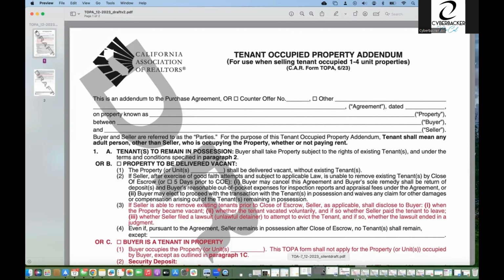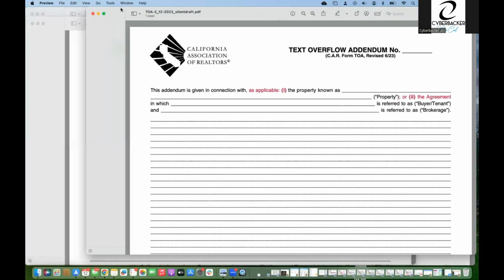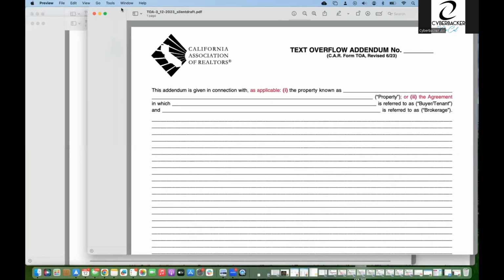The next form is the TOA, which is our text overflow addendum. The text overflow addendum gets automatically added to most of our forms. If you write more in a line than what can actually fit, it automatically flows to a text overflow addendum. But it's always been a text overflow addendum between the buyer and the seller. Now they've added a couple of forms. This one says the addendum is given in connection with, as applicable, the property known as, that's where the property address goes, or the agreement, in which blank is referred to as the buyer and blank is referred to as the brokerage. So this is between the buyer and the brokerage.